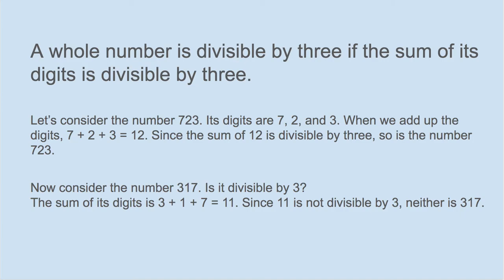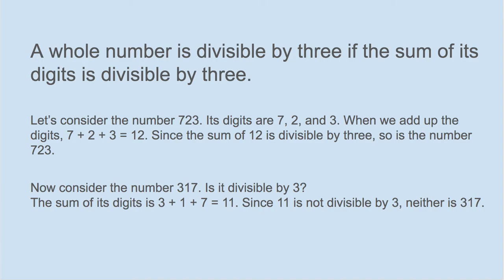A whole number is divisible by 3 if the sum of its digits is divisible by 3. Let's consider the number 723. Its digits are 7, 2, and 3. When we add up the digits, 7 plus 2 plus 3 is 12. Since the sum of 12 is divisible by 3, so is the number 723.